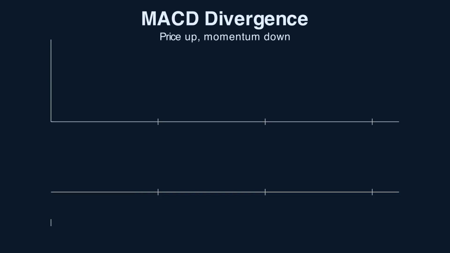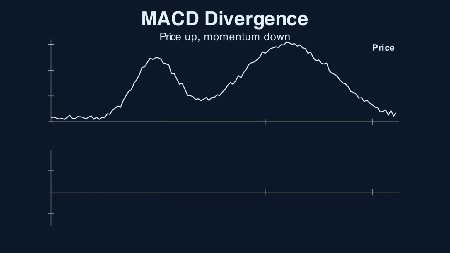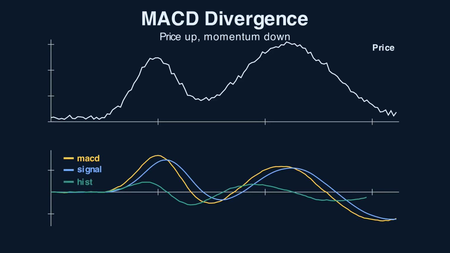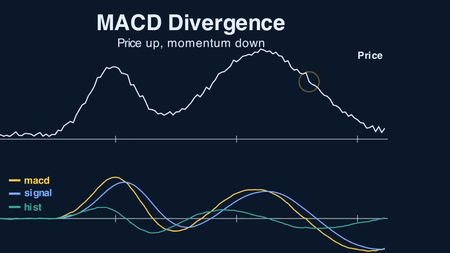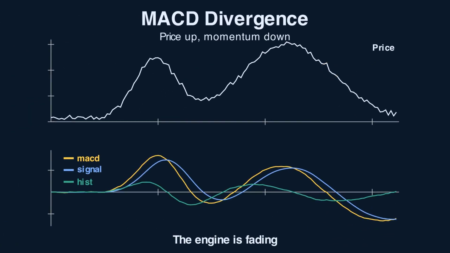MACD's second superpower is divergence. When price grinds out a higher high but the histogram makes a lower high, the trend is losing its engine. The second push had less force behind it than the first, even though price went higher. It doesn't mean short instantly, because divergence can persist. It means the fuel is running low and you should tighten stops and watch for a trigger.